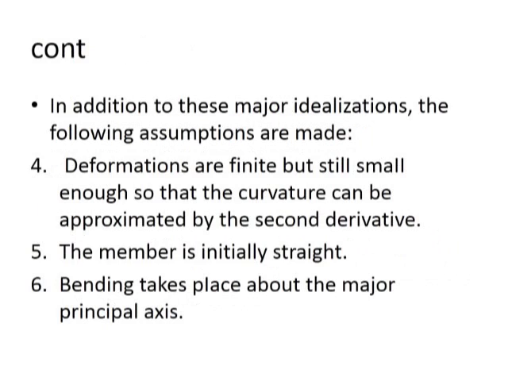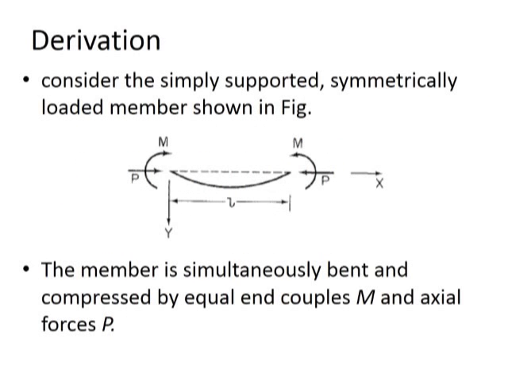Deformations are finite but still small enough so that the curvature can be approximated by the second derivative. The member is initially straight. The bending takes place about the major principal axis. The following shows the derivation of a simply supported symmetrically loaded member.